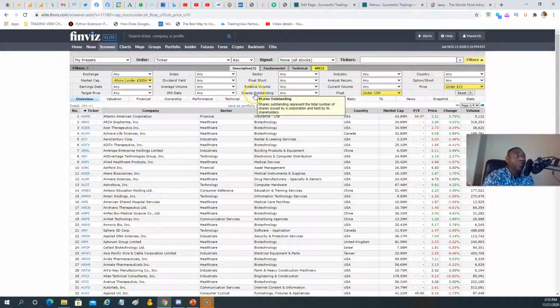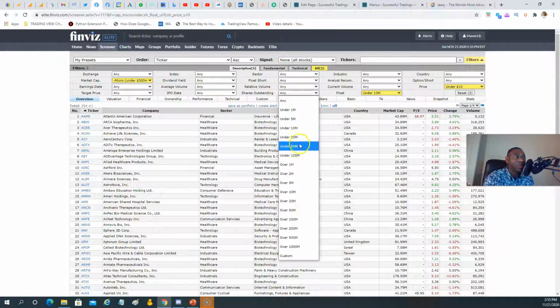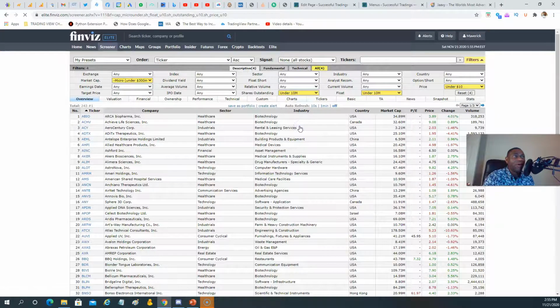Then this other one. Now the question is, hey Telex, what's the difference between the float and the shares outstanding? The definition that we are adopting: shares outstanding represent the total number of shares issued by the corporation and held by its shareholders. Shareholders are everybody. So this number, the float, will always be less than the shares outstanding, which counts everything. Same thing, we say under 10 million. All right, folks, we have a pretty decent list of penny stocks that Finviz gave us in this attempt to use Finviz for penny stocks.